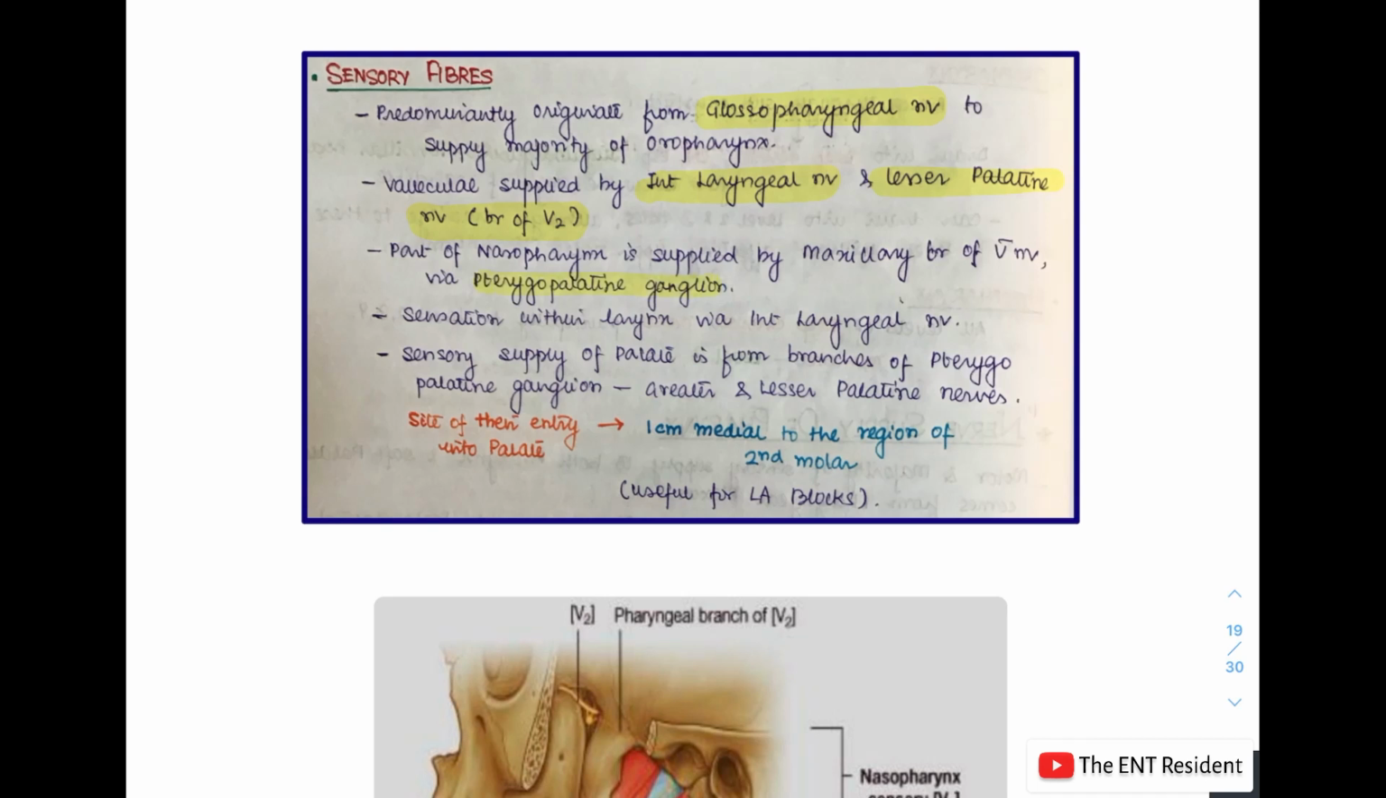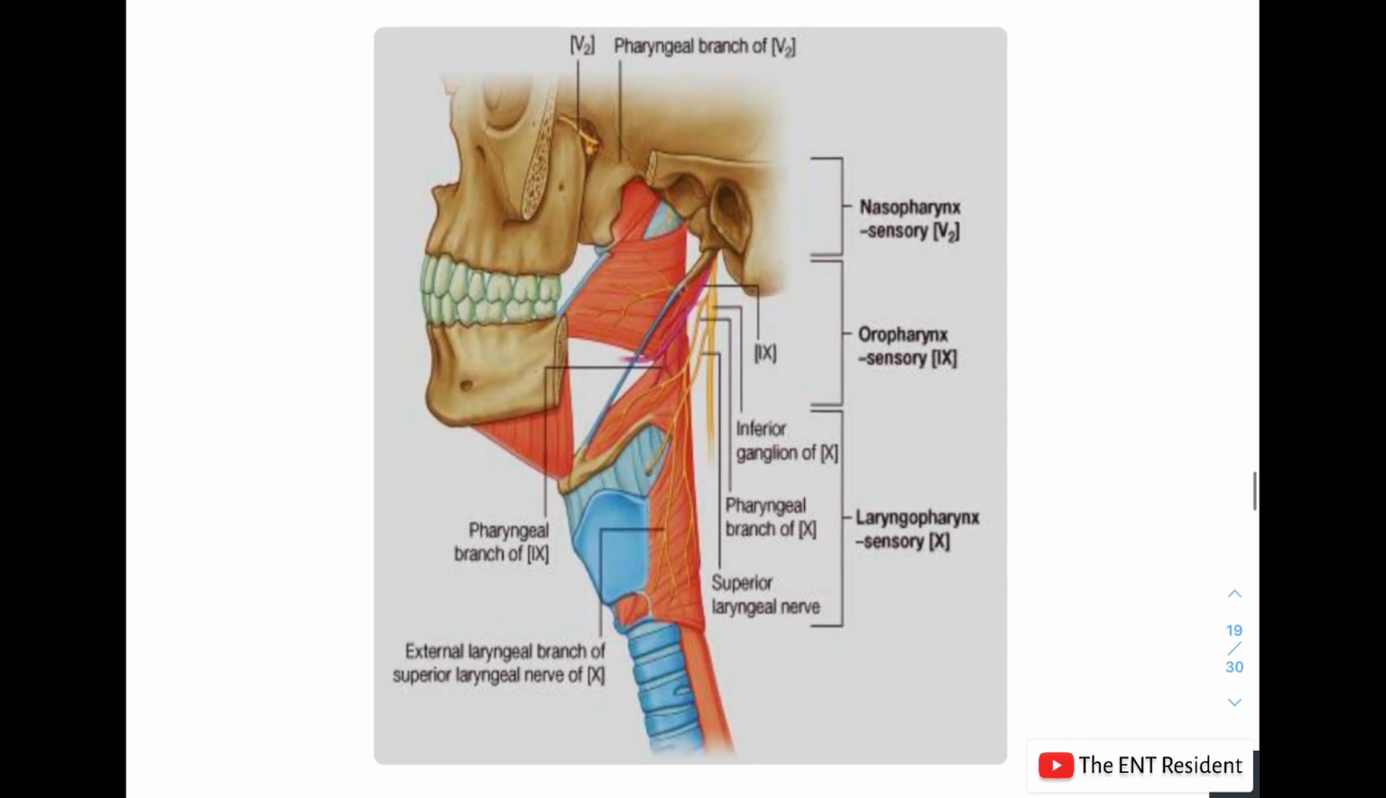the pterygopalatine ganglion. And as I was already telling you about the internal laryngeal nerve, it also helps in carrying the sensation within the larynx. Now, the sensory supply of the palate is formed from the branches of the pterygopalatine ganglion, which are the greater and the lesser palatine nerves. Now, you see in this picture, the most important one is the glossopharyngeal nerve, as you can see over here. Whereas the other important branches are the superior laryngeal nerve and the internal laryngeal nerve.